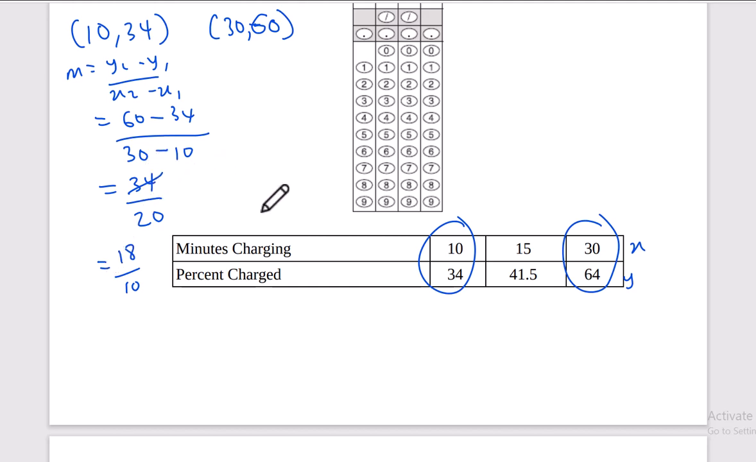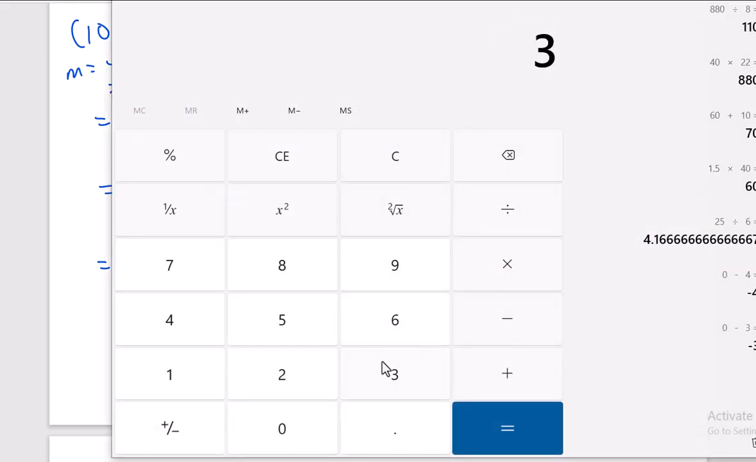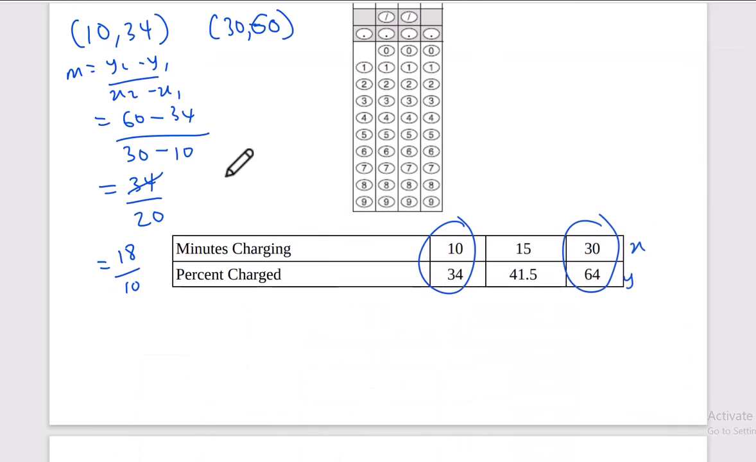Let's just go ahead and do this. 34 divided by 20 is 1.7. Sorry, this is meant to be 17, not 18. Yeah, 17, not 18. Okay, so 1.7.